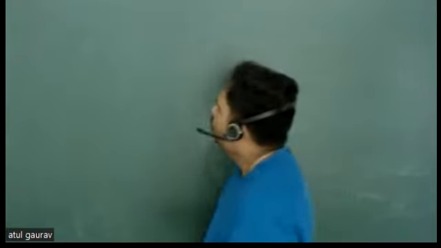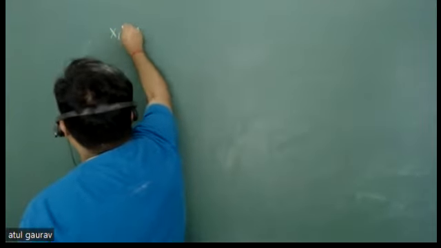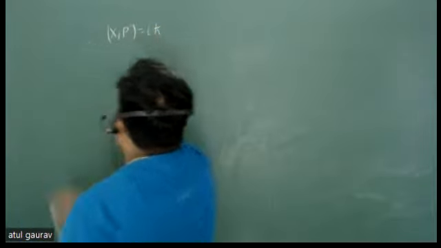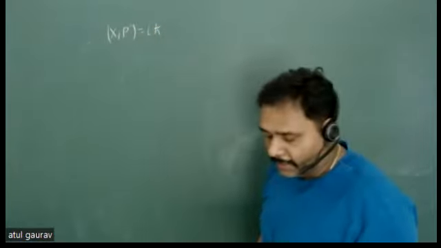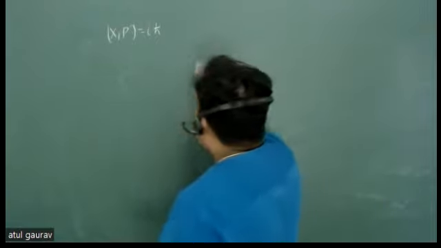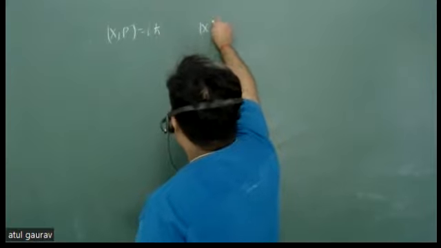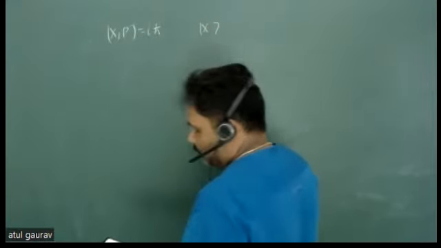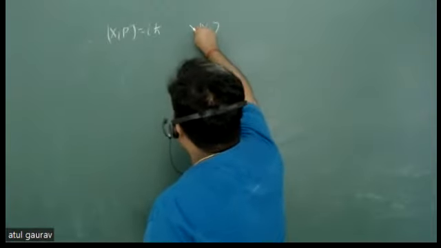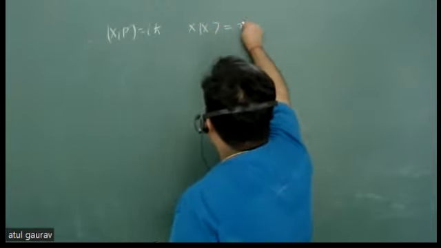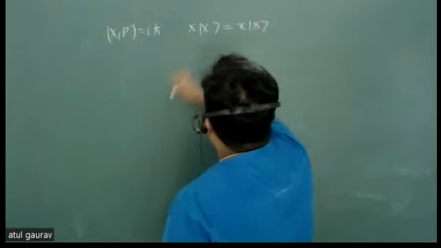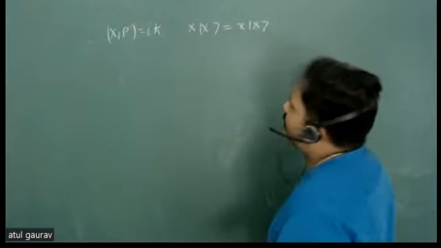It is given that [x, p] is equal to i h cut. If |x> is the eigenstate of the x operator with eigenvalue x, okay, so this is given, this is your eigenvalue.